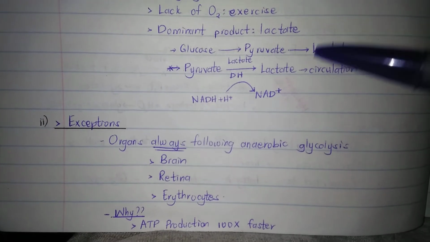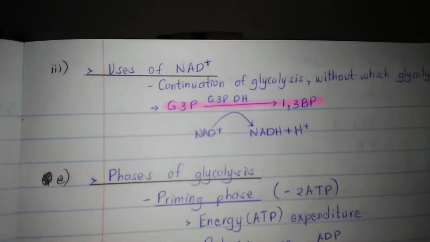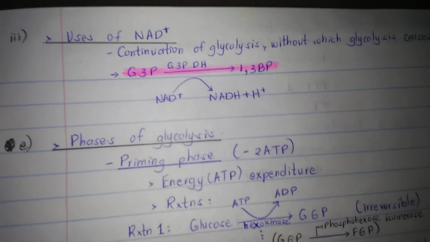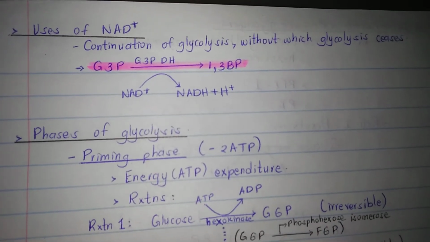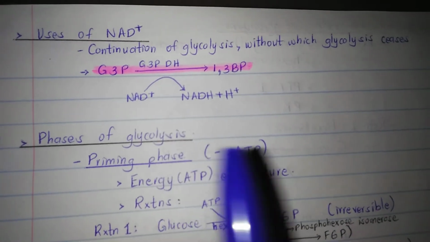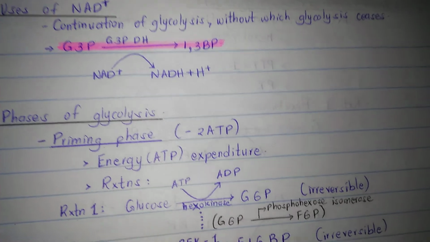So now let's go back to our question here. What's the use of NAD+? Which takes us to the next page. So uses of NAD+. NAD+ is used in the continuation of glycolysis, without which glycolysis is going to cease, it's going to stop.